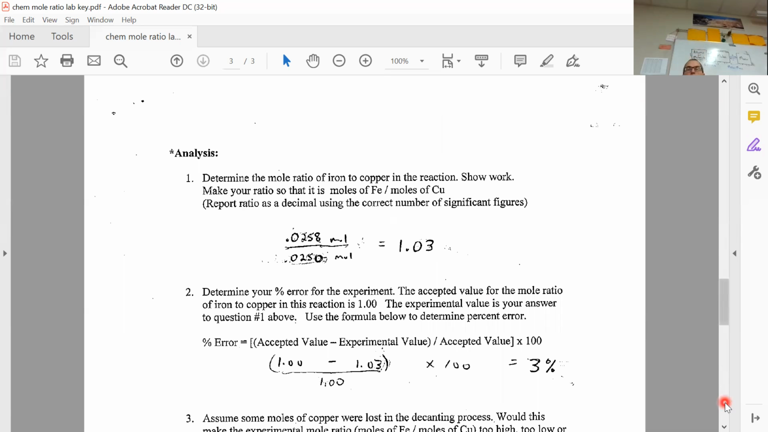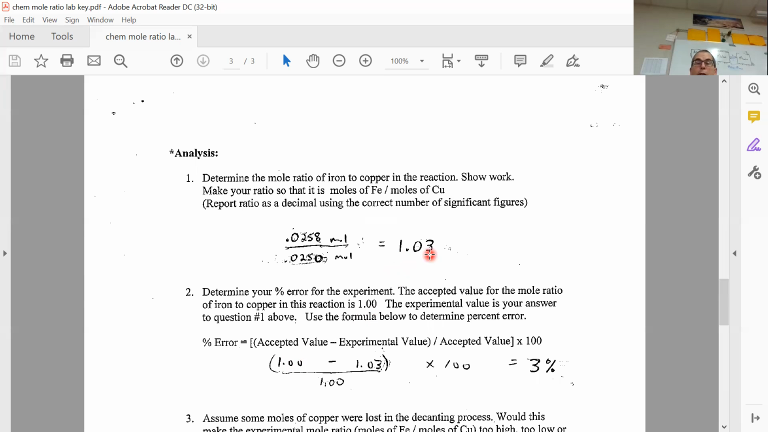Okay, so it says to take the ratio of this. So you take your answer for moles of iron divided by your answer for moles of copper. I get just over 1.0 as my ratio. Ideally, that should be a 1-to-1 or 1.00 ratio, meaning for every mole of iron atoms, I should have 1 mole of copper atoms. So we don't have much error because we're at 1.03 instead of 1.